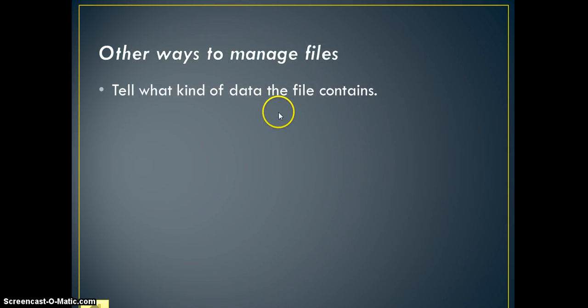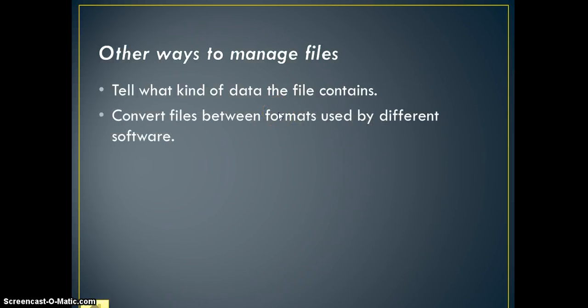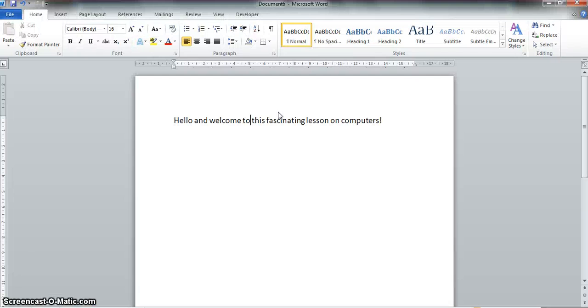So we can tell what type of data is in the file. We can also convert files between formats. This is particularly useful if, for example, some of you have a version of Word, maybe Word 2003 at home. And the problem with Word 2003 is that it saves as a .doc, where the newer versions are saving as a .docx. Now, if I use this file and I just save it, it's going to save it as a .docx, and then I cannot use it in the previous version that I've got at home, for example.